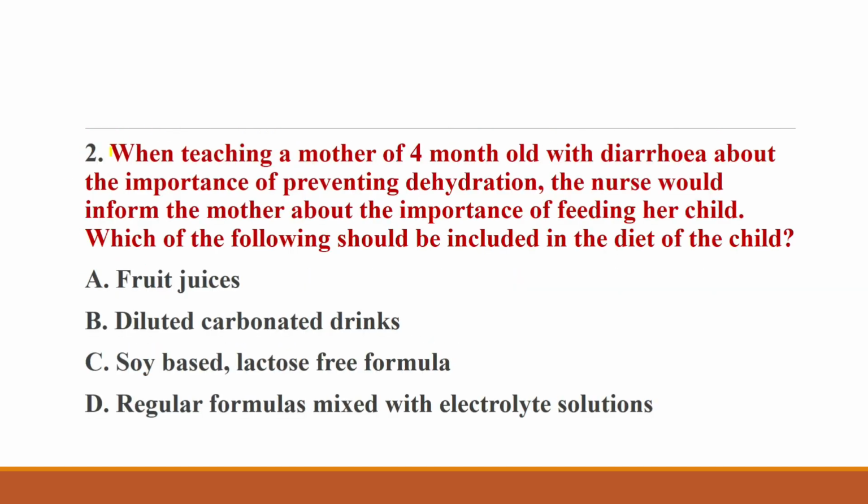Next question. When teaching a mother of a 4-month-old with diarrhea about the importance of preventing dehydration, the nurse would inform the mother about the importance of feeding her child. Which of the following should be included in the diet of the child? Option A, fruit juices. B, diluted carbonated drinks. C, soy-based lactose-free formula. D, regular formula mixed with electrolyte solutions. Answer is C, soy-based lactose-free formula.